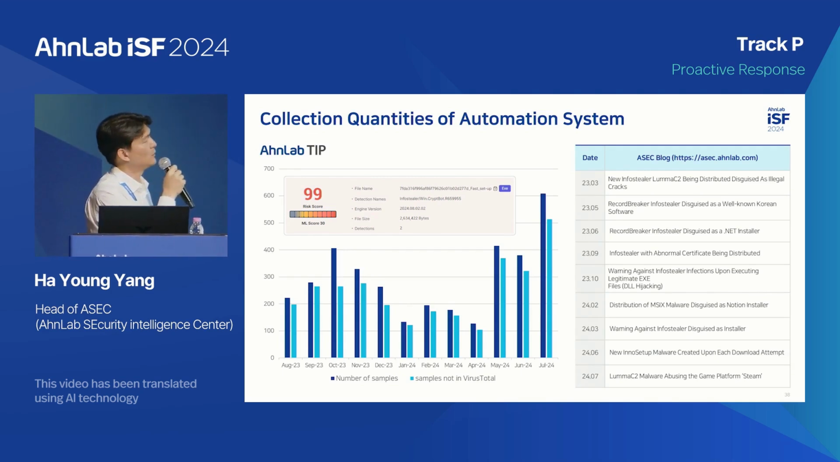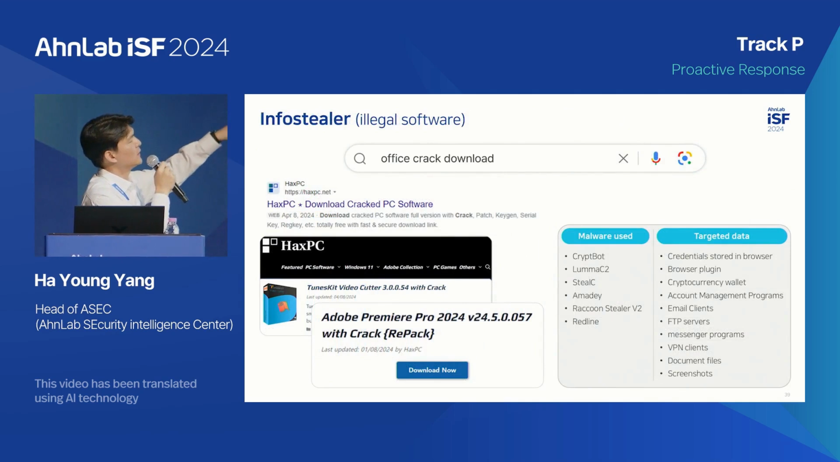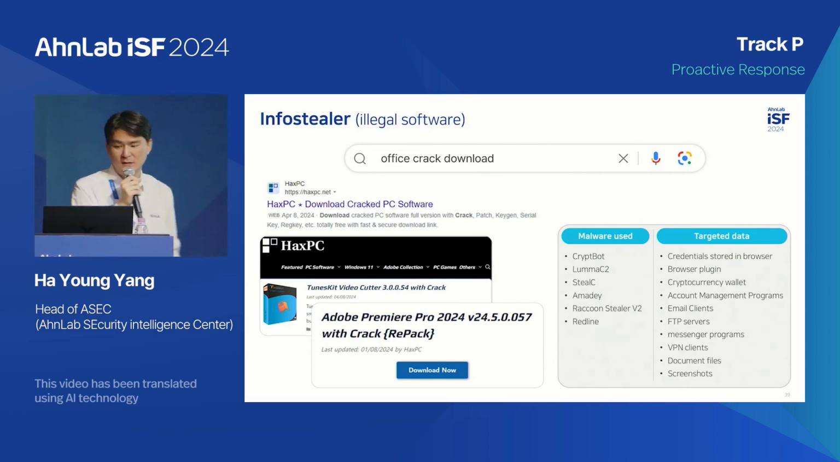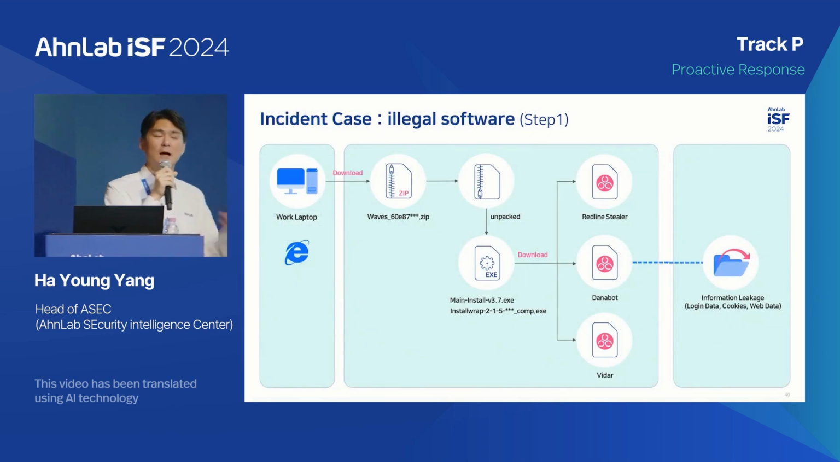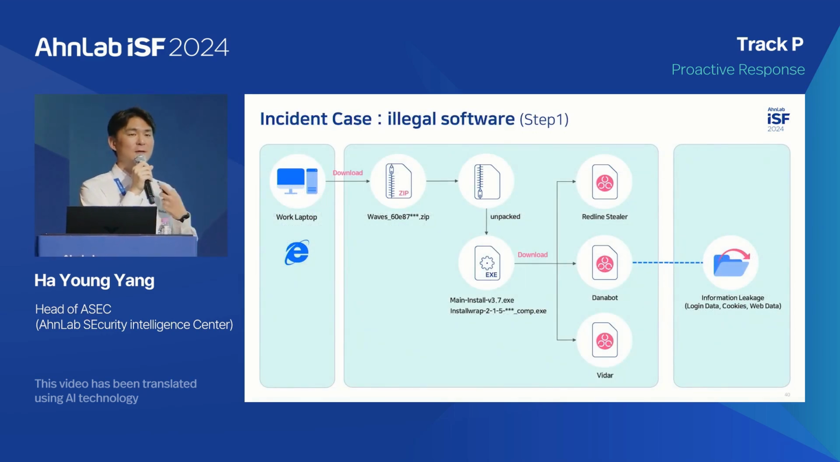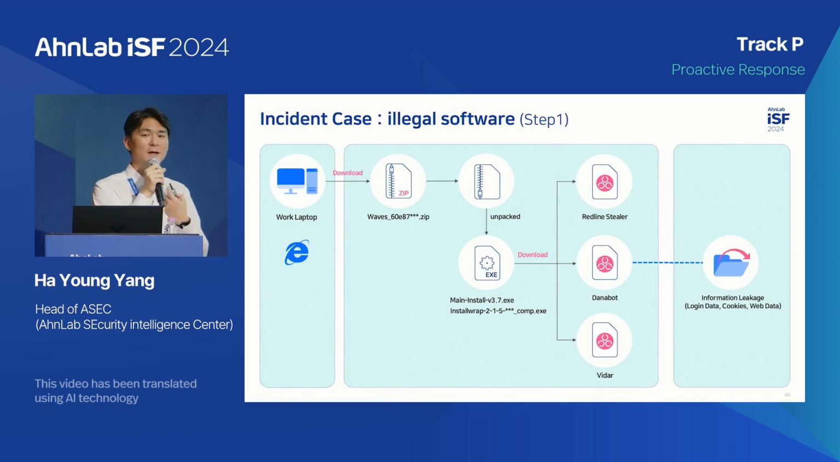The screen you are currently viewing shows the content displayed when illegal software is downloaded through a phishing page created by attackers, as well as the types of malware distributed and the information being taken. This case actually involves a situation where illegal software was downloaded, and as a result of that illegal software, there was a leakage of internal information from the company.